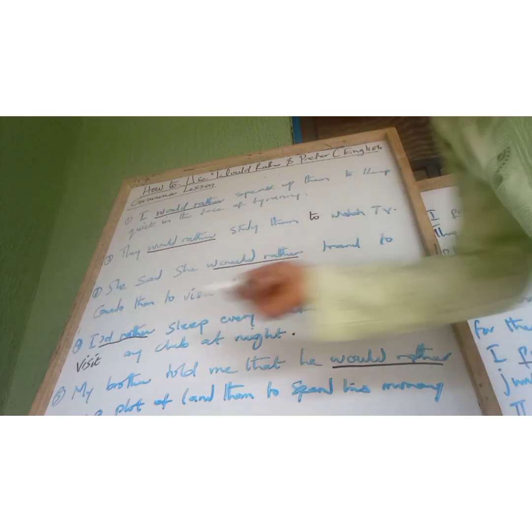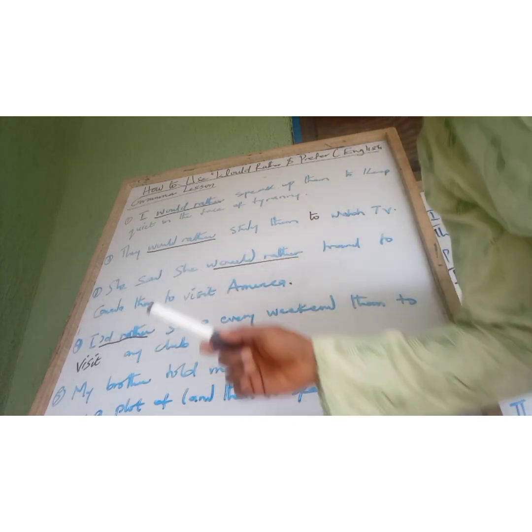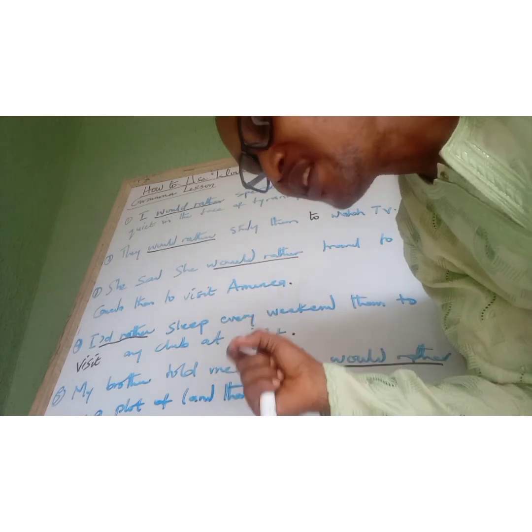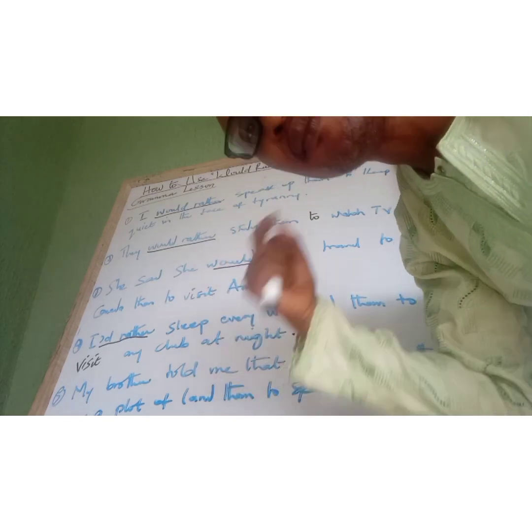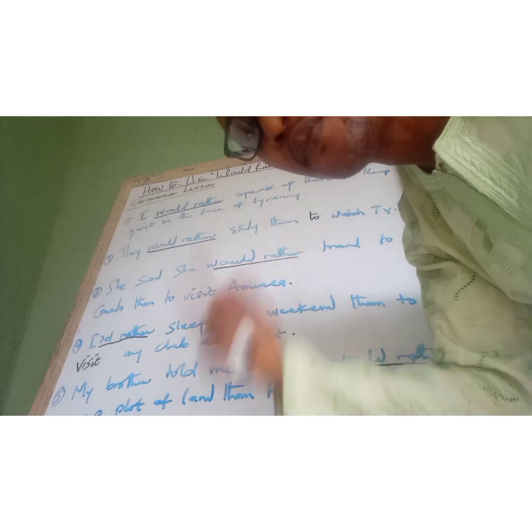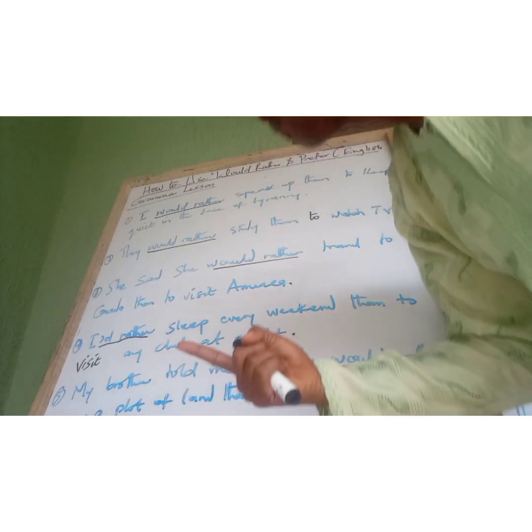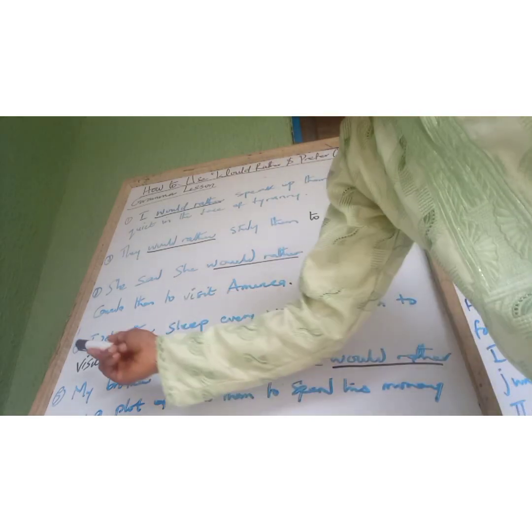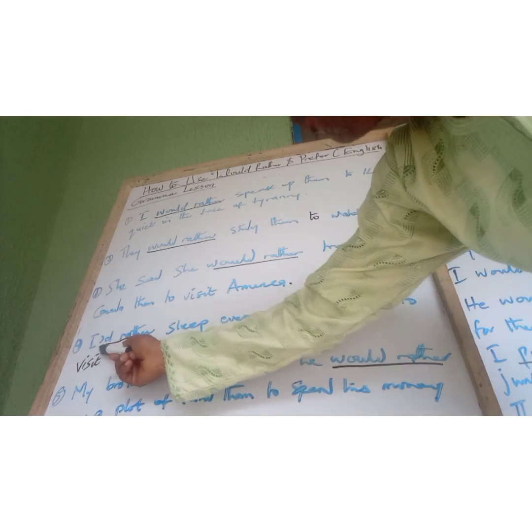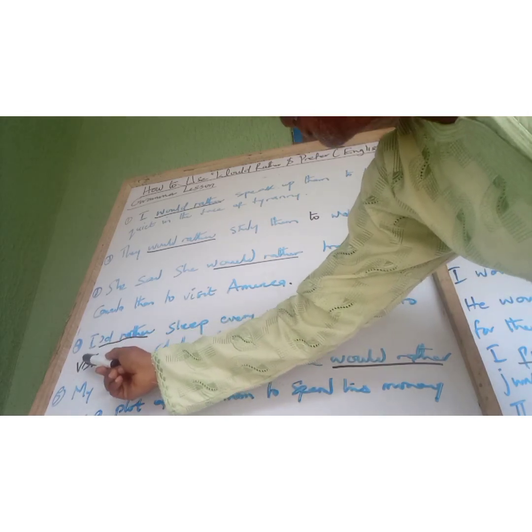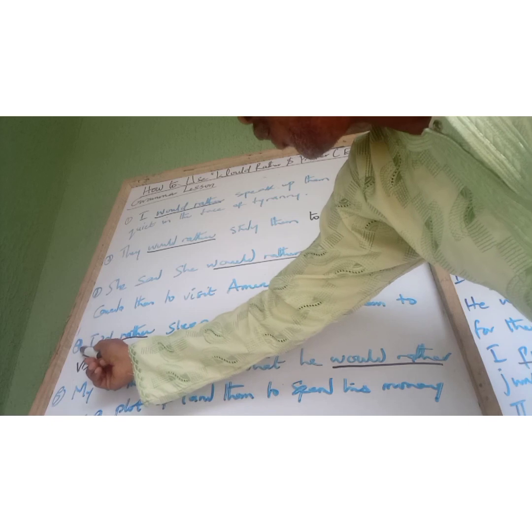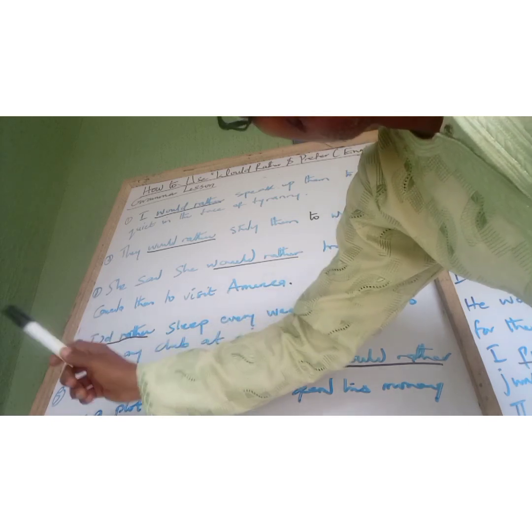Then, she said she would rather travel to Canada than visit America. My niece said that she would rather travel to Ghana than visit Nigeria. Then the next one is I would. This is the short format. This is I had or I would. Both of them are correct.